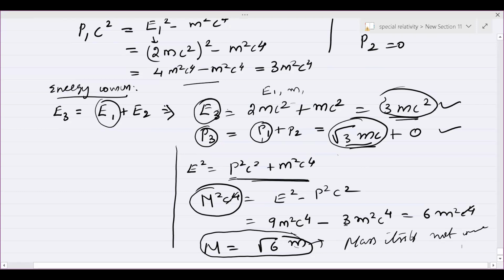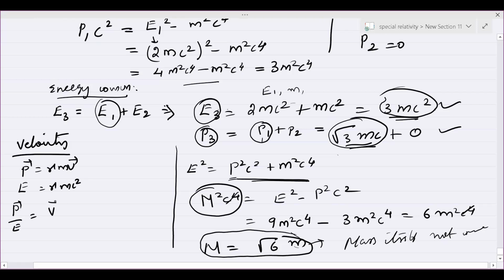Okay. Now we need to find the velocity. Sometimes this alone can be asked. The momentum will be given, the energy will be given, and they'll just ask you to find the velocity. How do you do this? I've already said this. P is equal to gamma mv. E is equal to gamma mc square. So you can divide P by E, gamma will get cancelled, m will get cancelled, so this will be v by c square. Or v is equal to P by E multiplied by c square. This is one way to do it.